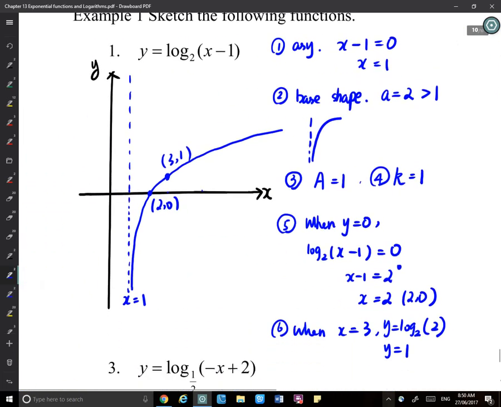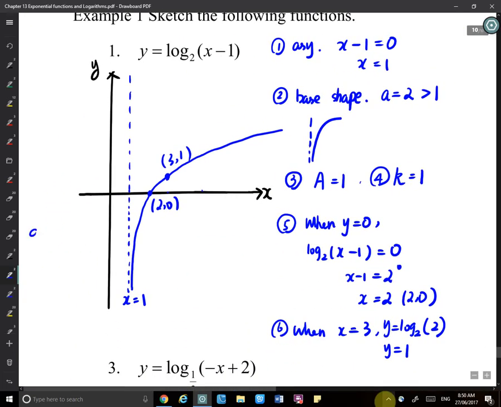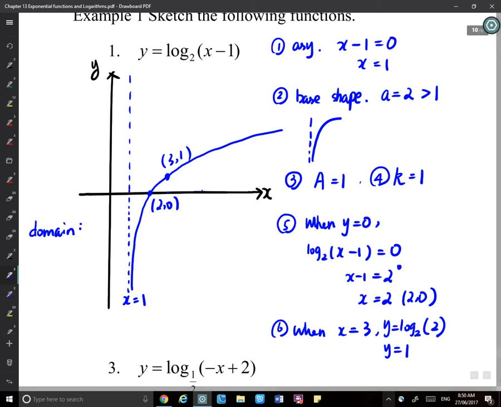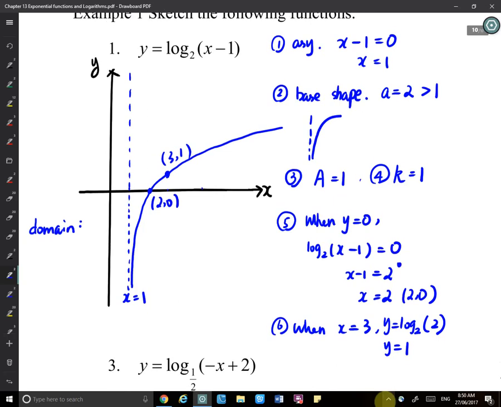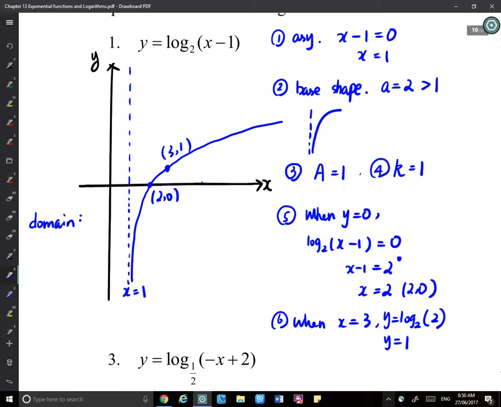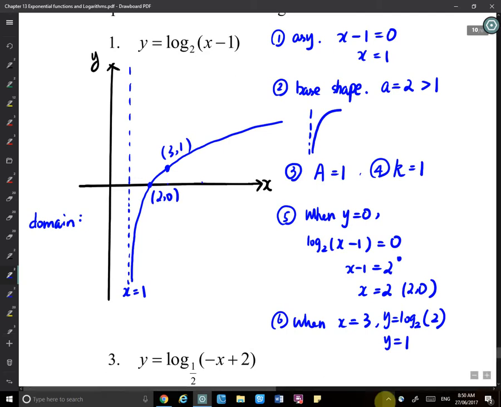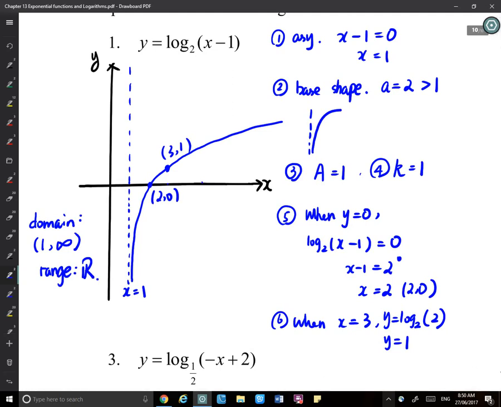Okay, what's the domain for this graph? Can you see the domain now? What is the domain by looking at this graph? 1 to infinity, not including 1. Okay, good. And the range is always R, unless there's some special thing that happens to stop your range somewhere, otherwise the range is always R.